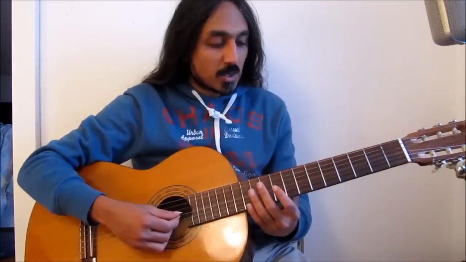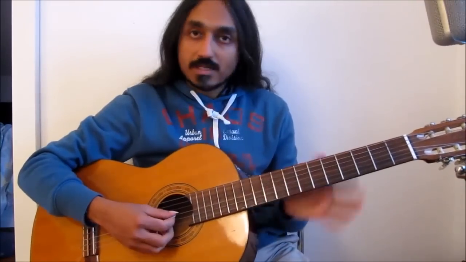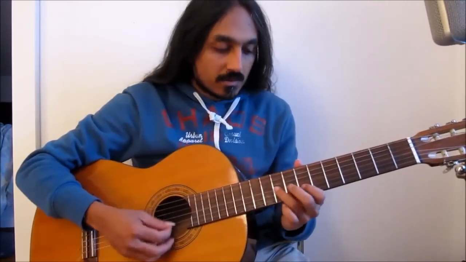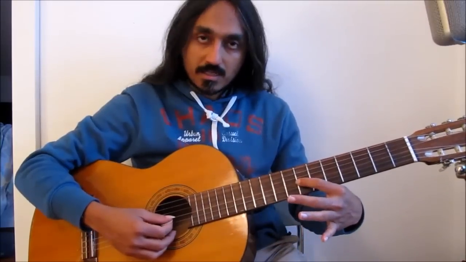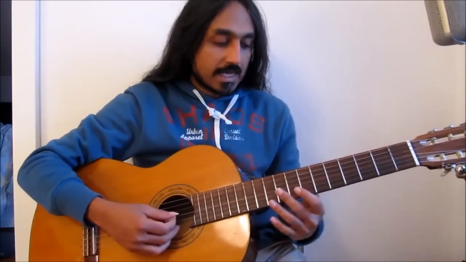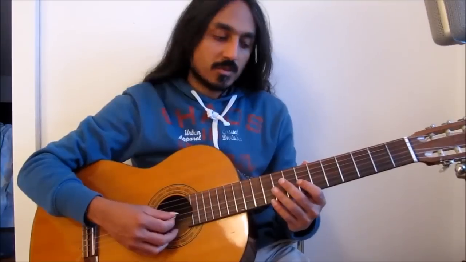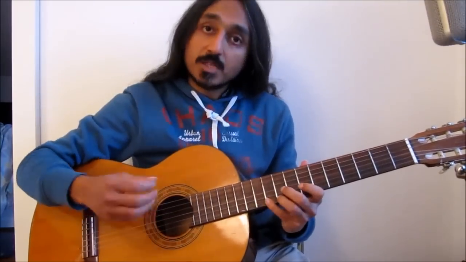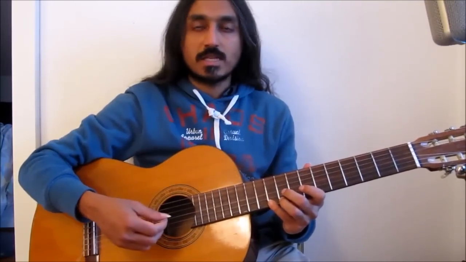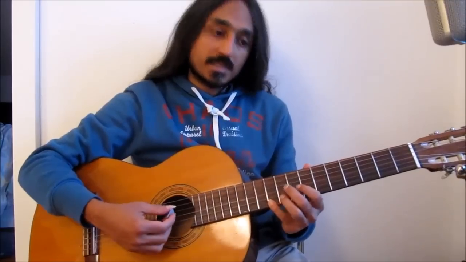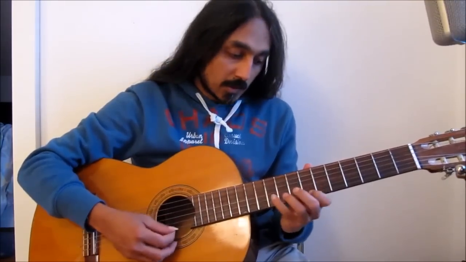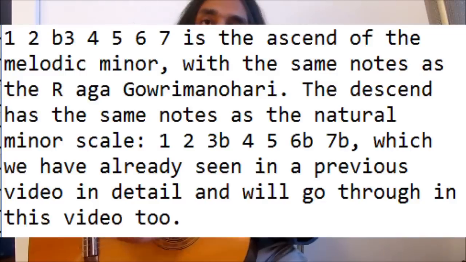Suppose a singer is singing on D and I want to emulate that on the guitar. I have the D major scale starting here on the 3rd string 7th fret, and the 3rd note, if I flatten it, I already know that it's the D Gauri Manohari notes. Of course we have to include all the slides and everything to make it the raga, but this is the scale, melodic minor.